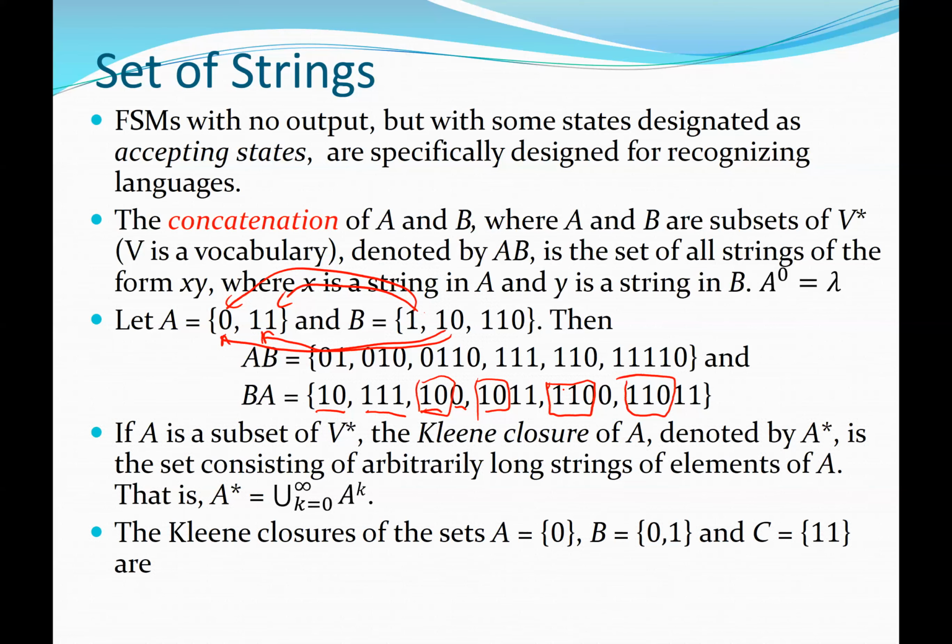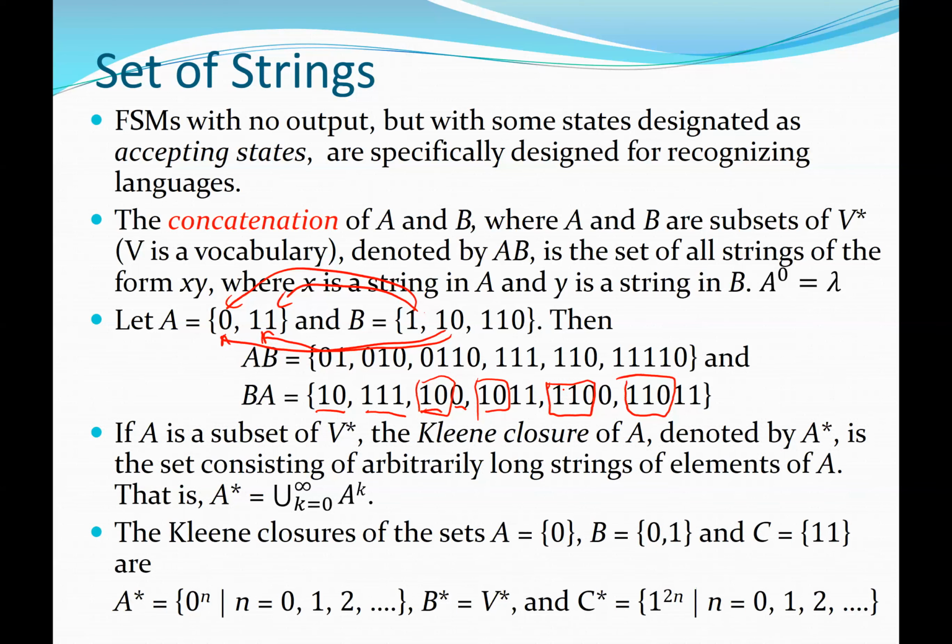So the Kleene closure of A will be 0, and then 0, 0, and then 0, 0, 0, things like that. Therefore, A star will be 0 to the n, where n equals 0, 1, 2, 3, all the way to infinity. And then B star will equal V star. It's the vocabulary, the bit strings 0 and 1. So it's just the whole space that we would have.